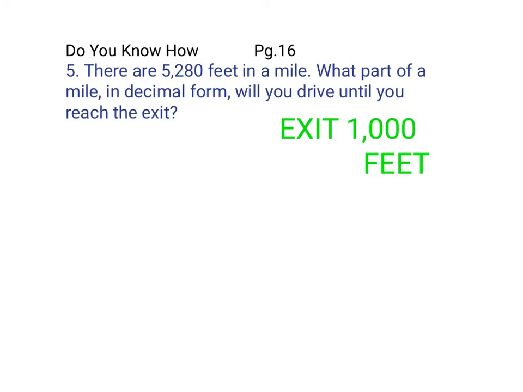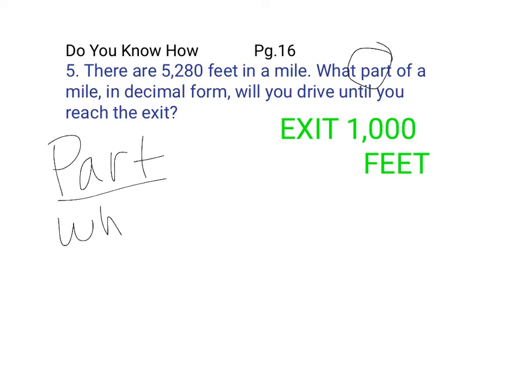On page 16 under Do You Know How, on number 5. There are 5,280 feet in a mile. What part, keyword, of a mile in decimal form will you drive until you reach the exit? Okay, you have been taught before the part over whole method. That's what you are using here. They even gave you a clue because they said what part of a mile. The mile's the whole. Okay, in decimal form. So let's set that up.